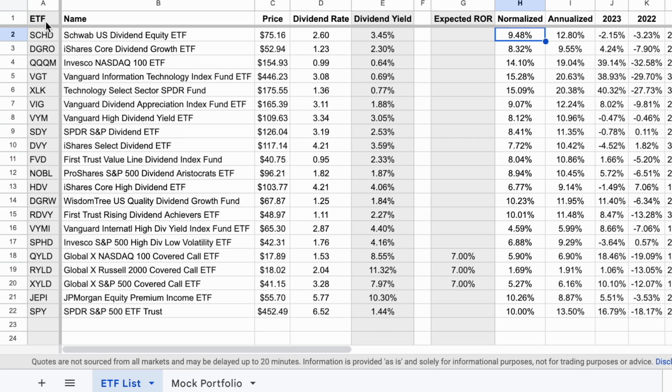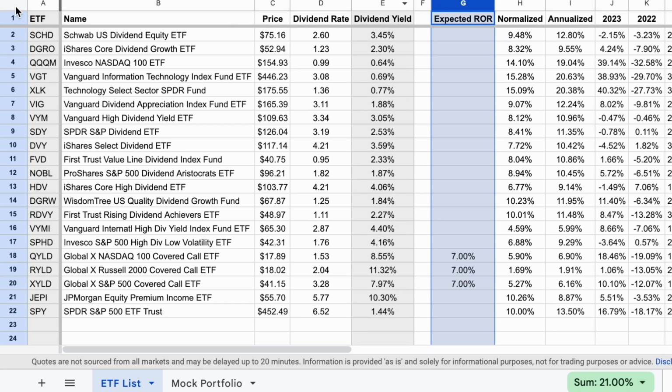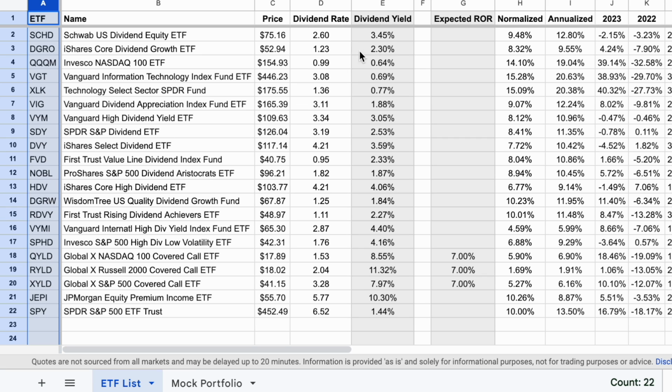In the ETF List tab, the only important columns are column A, E, and G. Column A lists the ticker symbol of each ETF. This is used as a reference point to pull in data into the mock portfolio tab. Column E lists the dividend yield, and column G is the expected future rate of return.